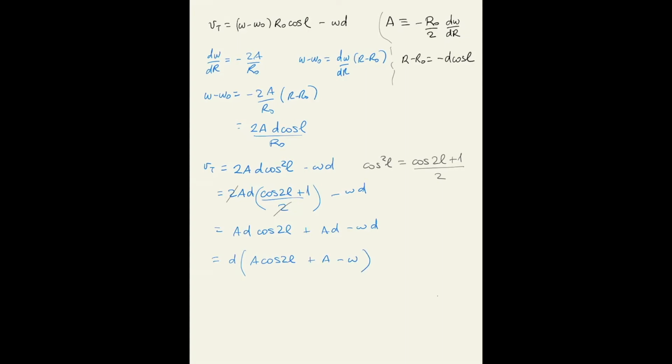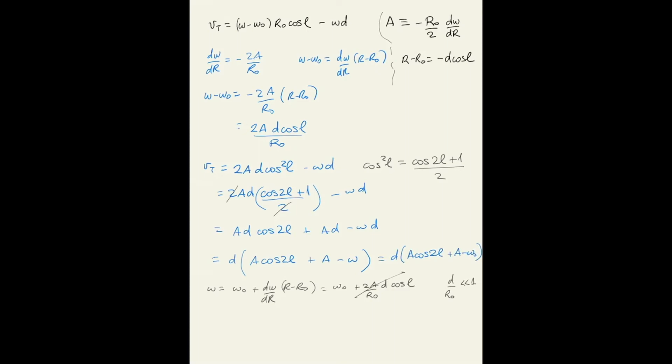But we can use again the expansion of Ω around Ω naught and substitute the expressions for the dΩ/dR and R minus R naught, and realize that the second term on the right-hand side is proportional to d over R naught. And according to our approximation, this is much, much less than 1, so we can cancel this term and write Ω approximately equal to Ω naught. Therefore, this expression above for the tangential velocity becomes d that multiplies A cosine of 2l plus A minus Ω naught. And all the quantities now are measurable or known.